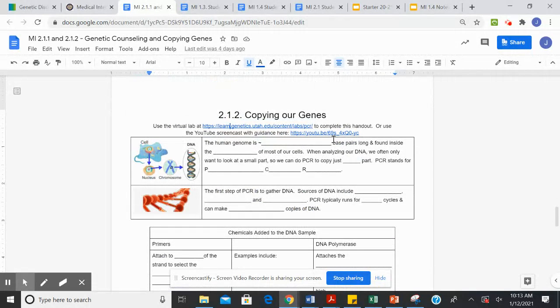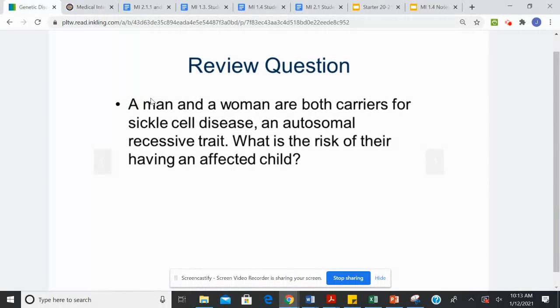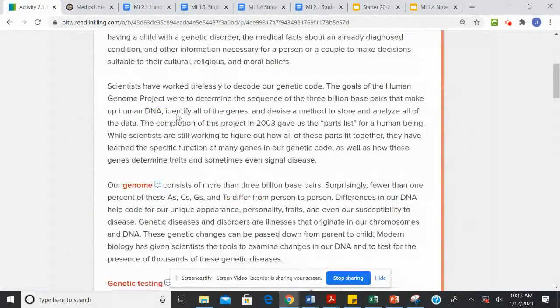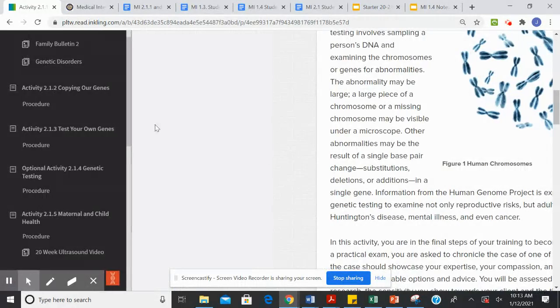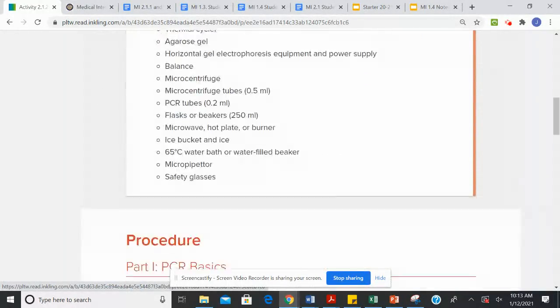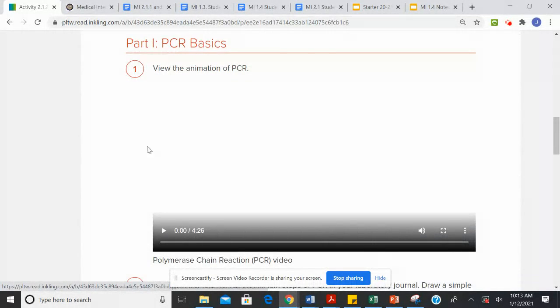We'll also talk about it in class on Thursday and Friday a little bit. We'll go through a video in class that is in courses, 212. I'm in the wrong lesson. We'll also go through this video, polymerase chain reaction. There's an animation of PCR that's right here.